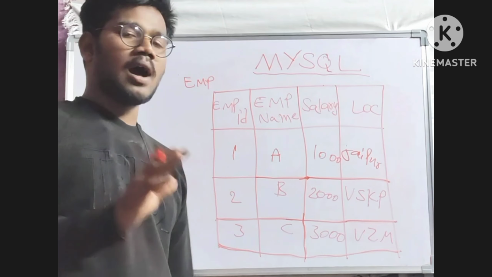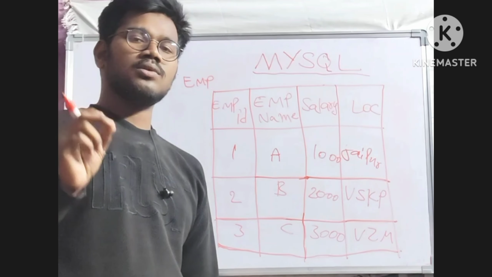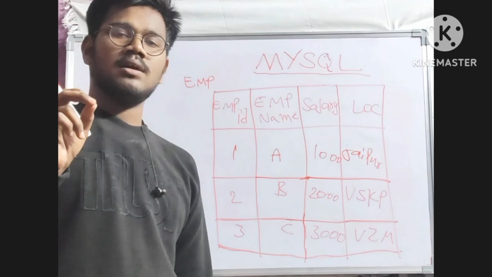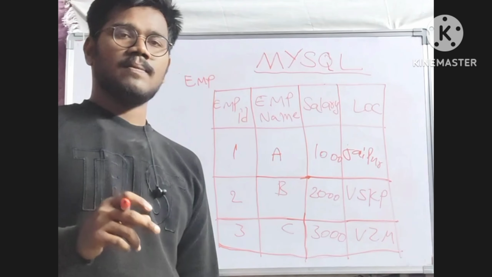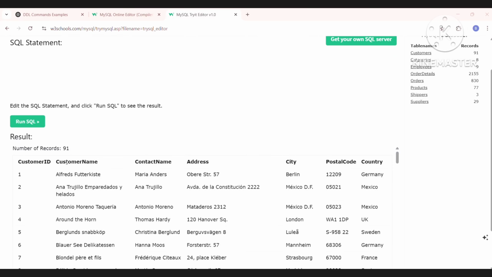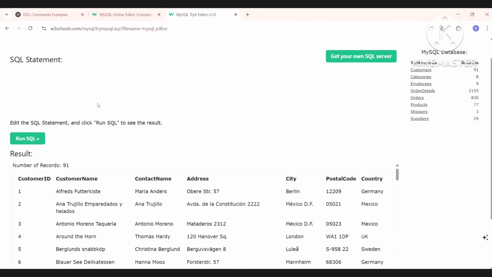So this is about all the commands that are present in each of the MySQL command languages, and I will give you the execution of each of these commands in this video only. So let's discuss the execution of the commands. Here we are creating a table, customers. The first column is customer ID, the second column is customer name, the third is contact name, and the fourth is address, city, postal code, and country. So this is the customers table that we are having.